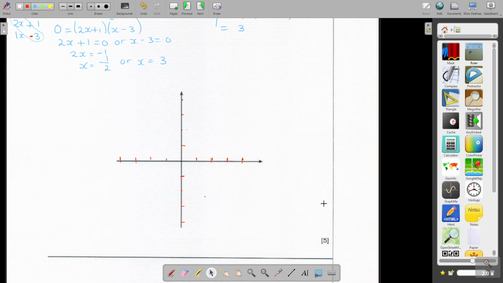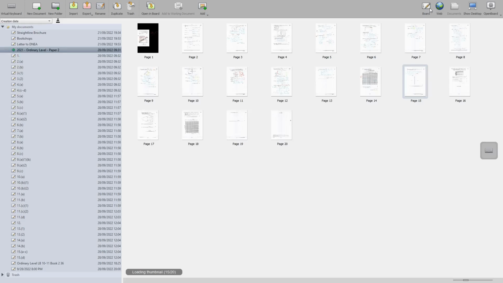I know already it's cutting the x-axis there and it's cutting the y-axis there. Now I want to take you to that page. So in the textbook, I want to take you to how to find the turning point. And that is question 13.